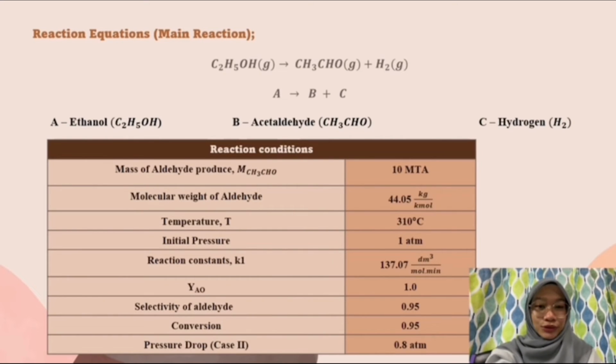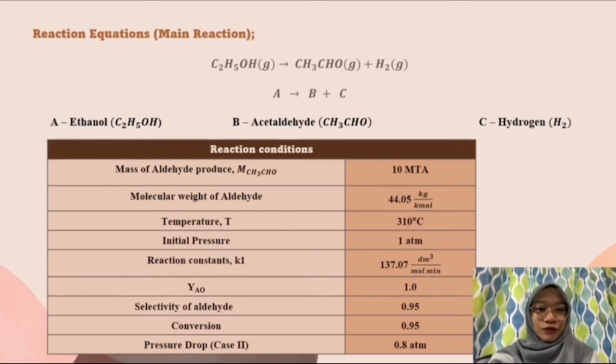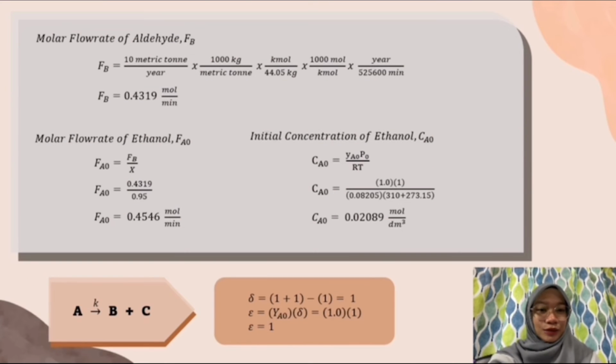Before straight away doing the calculation, we list down the reaction conditions for this reaction, which are mass of aldehyde produced, temperature, initial pressure, and outlet pressure. For the conversion, we choose the maximum value of conversion. From the mass of product given in the question, we can calculate the molar flow rate for aldehyde and get 0.4319 mole per minute. Using the formula FB over conversion, we get the FA0 value, which is 0.4546 mole per minute.